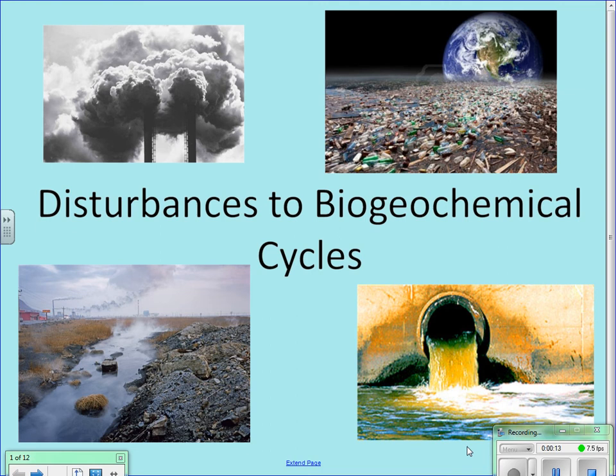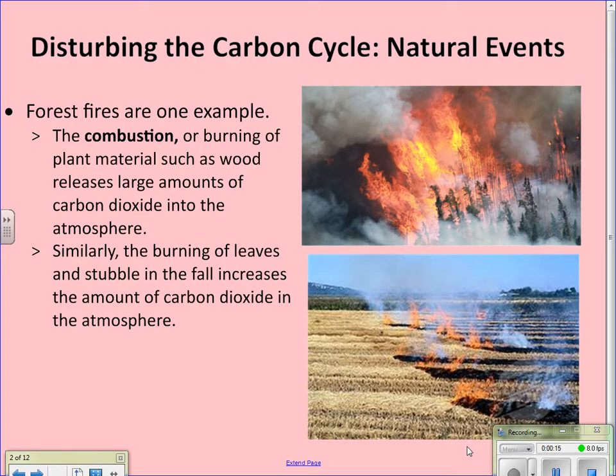This podcast, as you can see from the pictures, is on things that would disturb or disrupt biogeochemical cycles on Earth. So, we'll first look at the carbon cycle. Within the carbon cycle, we can identify a few natural events that disrupt the carbon cycle. The first one being forest fires, or really any sort of burning of plant material.